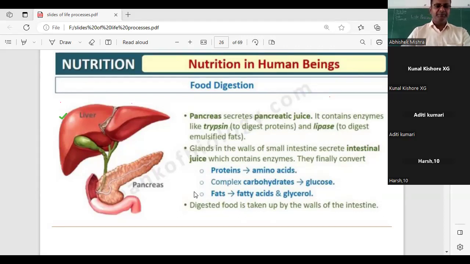So what is the function of the pancreatic amylase? It breaks the starch present in the food. So finally, the starch digestion is completed in the small intestine. Trypsin digests protein and lipase digests emulsified fat. And finally, the end product of digestion is protein into amino acids, carbohydrate into glucose, and fat into fatty acid and glycerol. Now it is clear.